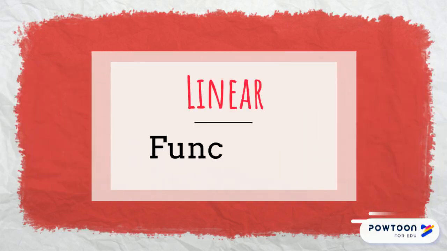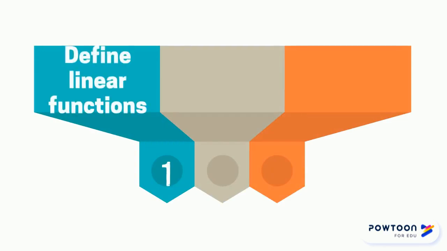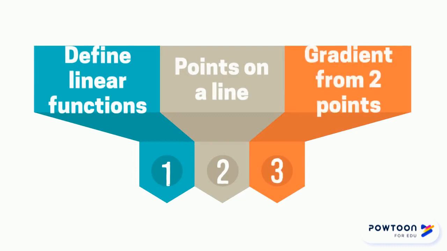In this video, we're going to go through 3 different parts of linear functions, so that's a bit of a variety, but it's okay, they all do relate in some way. So we're going to start with defining linear functions, then we're going to move on to finding out if a point is on a line, and then lastly, it's going to be finding the gradient from 2 points on a line.